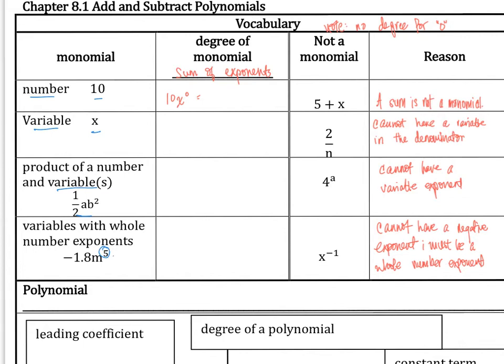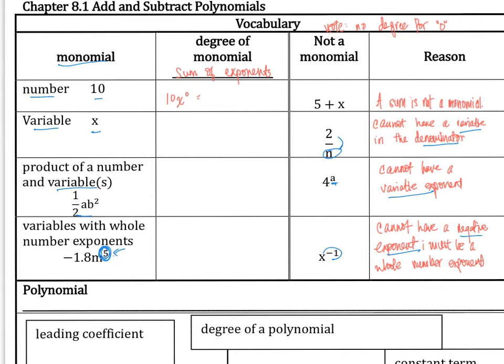Okay, let's look at what's not a monomial, such as 5 plus x. The reason is because it's a sum, and sums are not a monomial. Another one will be 2 over n. You cannot have a variable in the denominator. And 4 to the a power, you also cannot have a variable in the exponent. And for x to the -1 power, you cannot have a negative exponent. It must be a whole number exponent, such as 5 here, in order for a term to be considered a monomial.